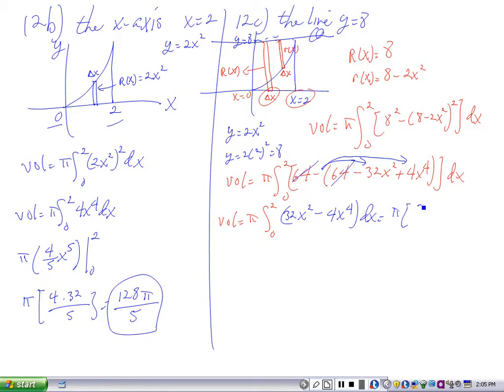Integrate that now, with the pi sitting out there. We get 32 over 3 x to the 3rd minus 4/5 x to the 5th. Evaluate that from 0 to 2. And you plug in x equal to 2 and all of that, and I just punched that in on my calculator. I got 896 over 15 times pi.